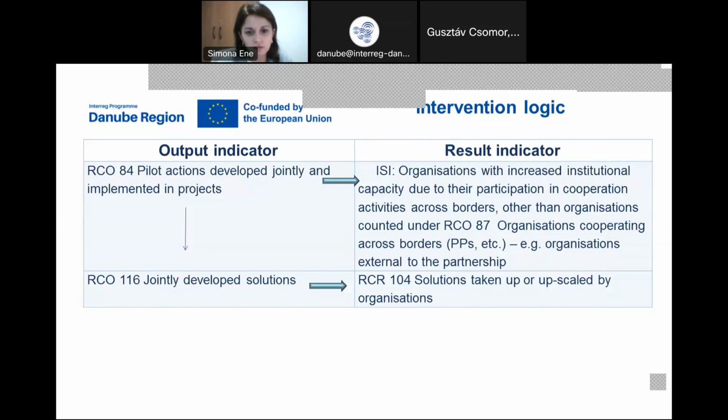It doesn't mean that a solution can always stem from a pilot action. Maybe, following the testing, a partnership realizes that this is not the solution. Therefore, there will be no output indicator.